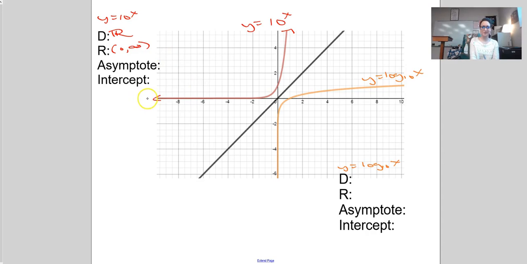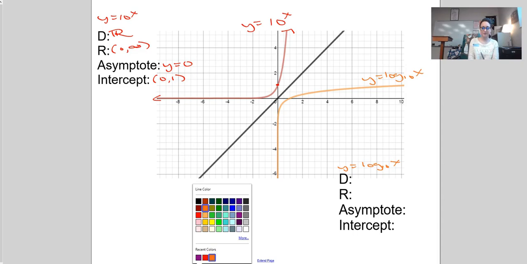We don't ever quite get to 0 here, okay? What about the asymptote? The asymptote is y equals 0, and we've got an intercept at the point (0, 1), right? When x is 0, y is 10 to the 0, which is 1. Okay, now let's look at the inverse graph.